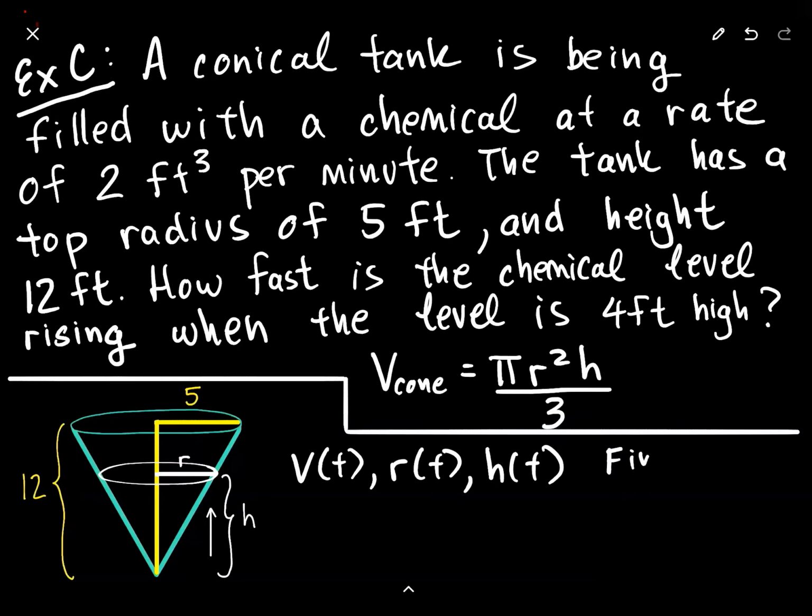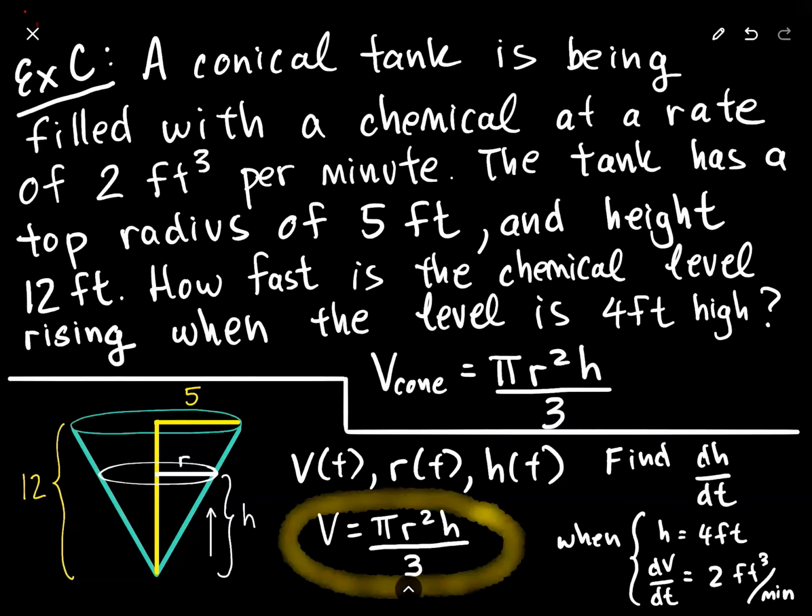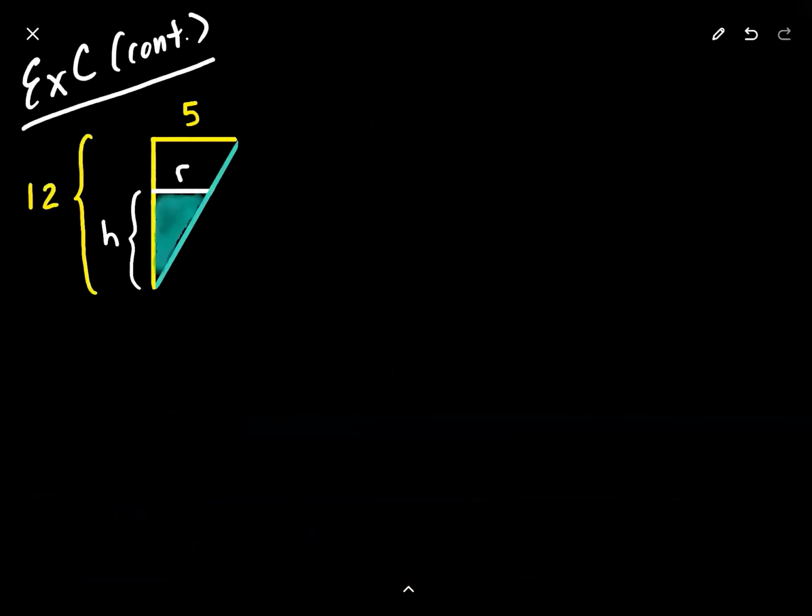So we want to find dH/dt when h is 4 feet and dV/dt is given in the problem as 2 feet cubed per minute. And the relation between the changing variables is given by the volume of the cone that's given. From the problem, we have the rate of change of V and the rate of change of h, but we have no information on the rate of change of r. Looking at the picture of the tank, you can see that the two right triangles will be similar triangles. So we have no information on dr/dt, but we can eliminate r using similar triangles.